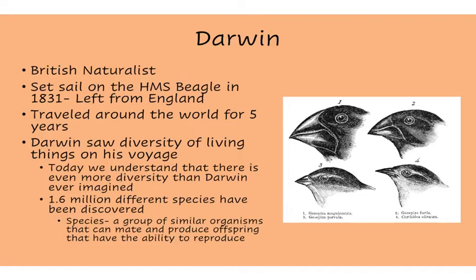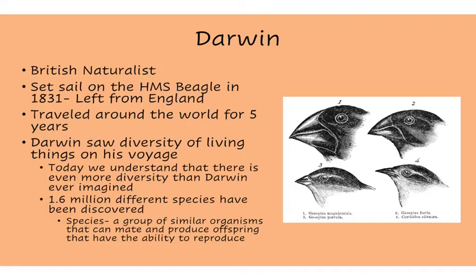But in 1831, he went out on a voyage, and this voyage was to travel around the world for 5 years on a boat called the HMS Beagle. So the HMS Beagle left from England in 1831, and Darwin spent 5 years traveling around the world on it. What Darwin saw on his voyage was completely different than what he had ever seen before in his life. He saw diversity of living things.